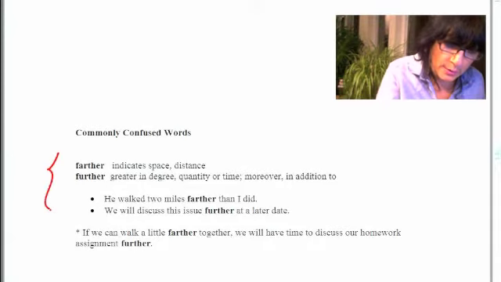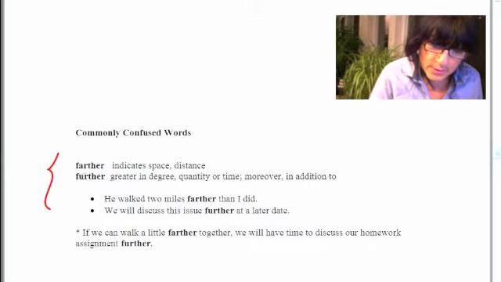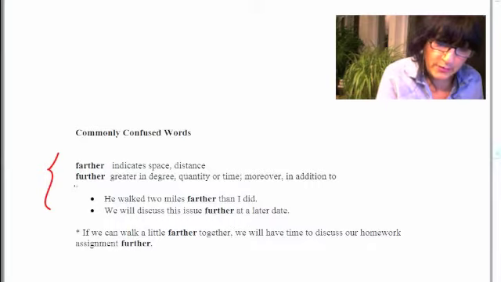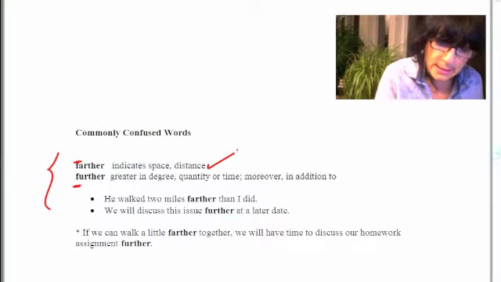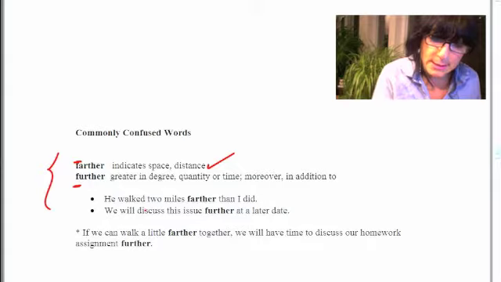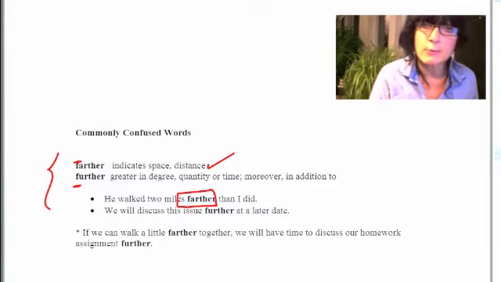The first two words that I want to look at are farther and further. They're almost the same spelling, except farther is with the A and further has the U. Farther indicates space and distance. Let's look at an example. He walked 2 miles farther than I did. So the distance that he went was greater than yours, so you use farther.